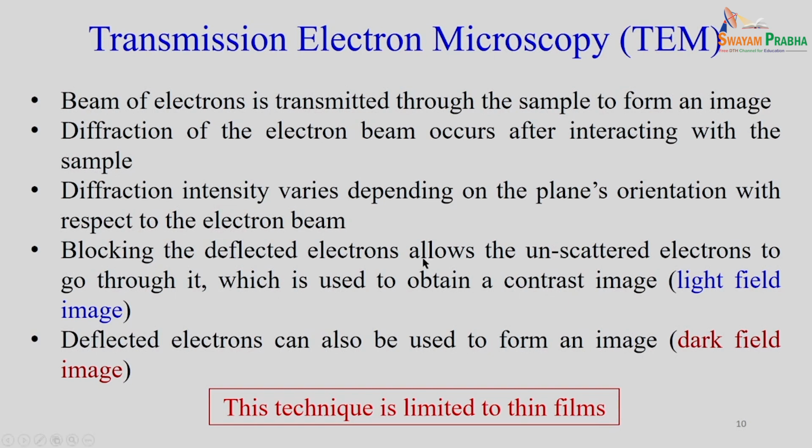So, after that, if you block the deflected electrons and only allow the unscattered electrons to go through, then we obtain a contrast image, and that is known as the bright field image. And if you only take the deflected electrons to form the image, that is known as the dark field image. So, we have both the bright field image as well as the dark field image. The dark field image comes from the deflected electrons, and the bright field image comes from the unscattered electrons.